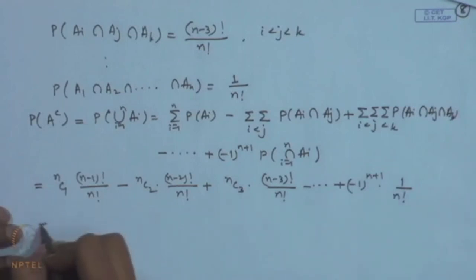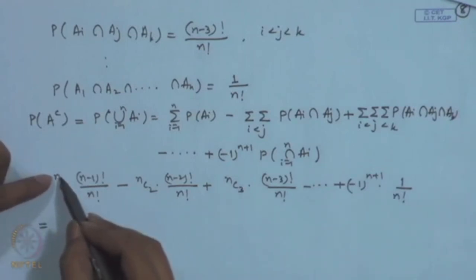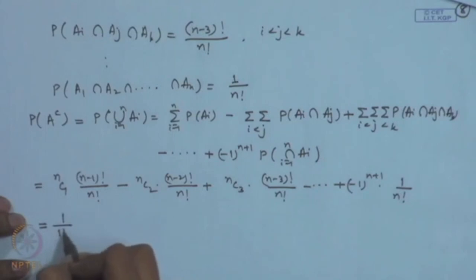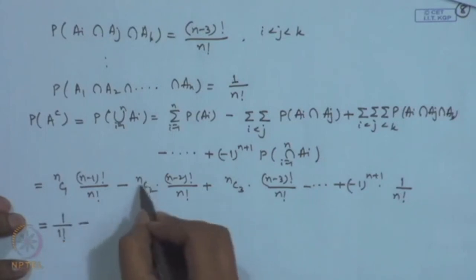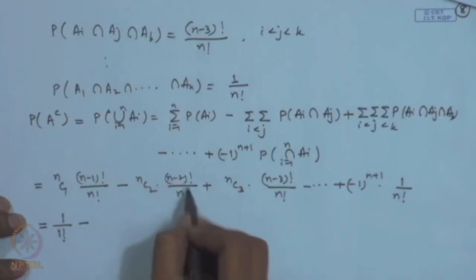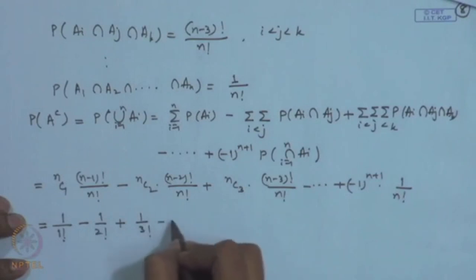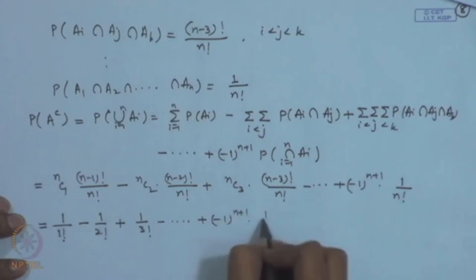So we can simplify this. This we can write as (n minus 1) n factorial divided by 1 factorial into (n minus 1) factorial, that is simply 1 by 1 factorial. If you look at this, this is n factorial divided by 2 factorial into (n minus 2) factorial. So these terms cancel out, you get 1 by 2 factorial. Similarly, 1 by 3 factorial, and so on, minus 1 to the power n plus 1, 1 by n factorial.